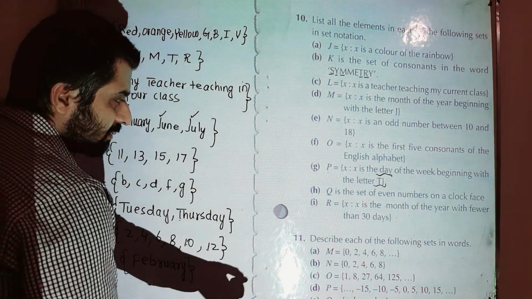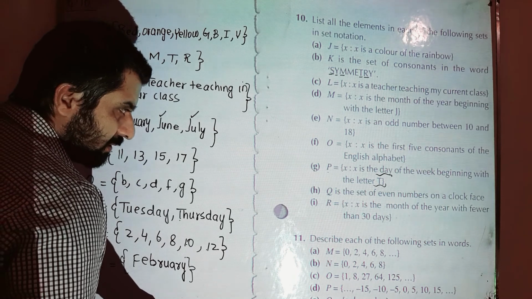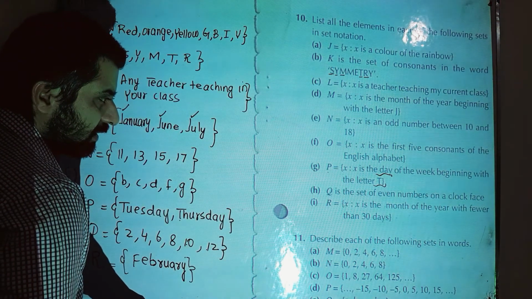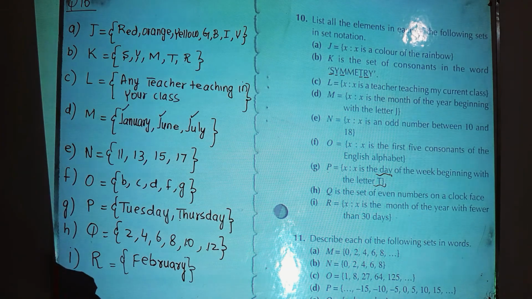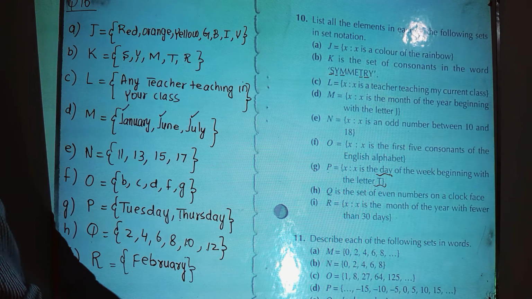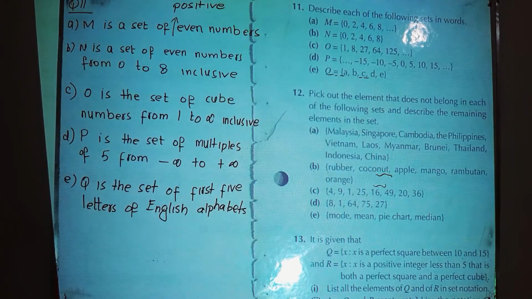Then part number I, we have got a set R, and the elements in the set R are the months of the year with fewer than 30 days. We have only one month that has fewer than 30 days, and that is February. So the answer is February. That is the answer for question number 10.